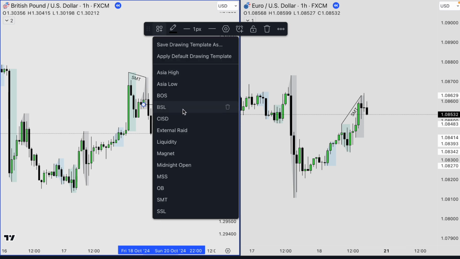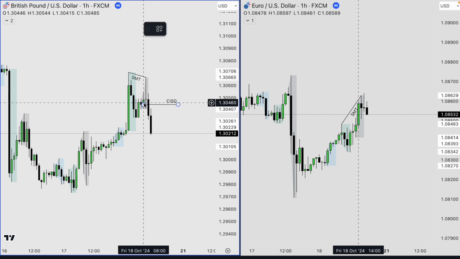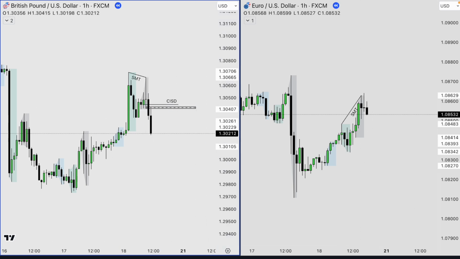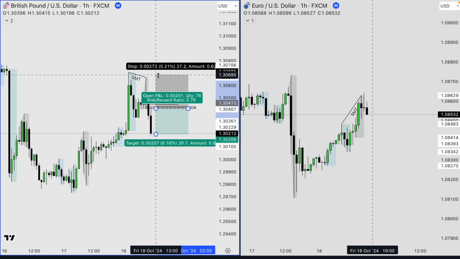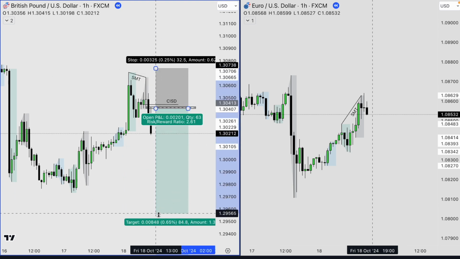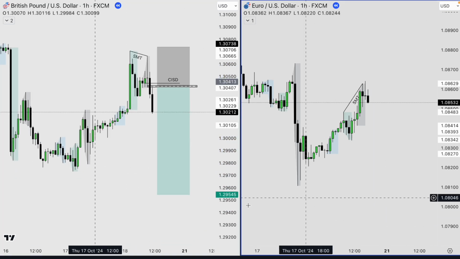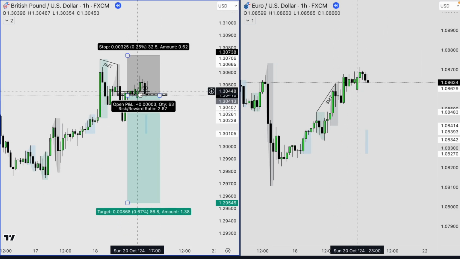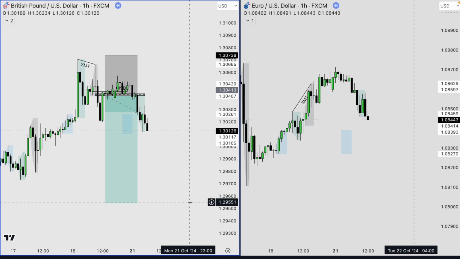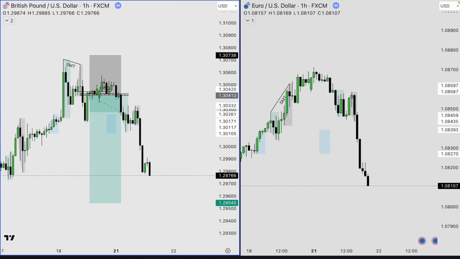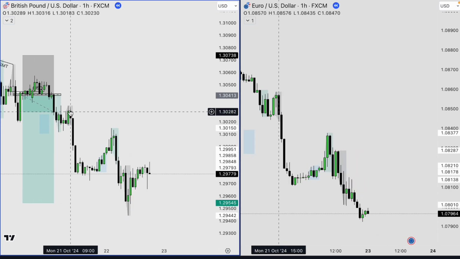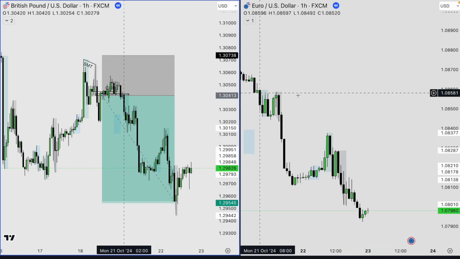delivery on GBP USD, and there you also have a fair value gap that is formed here. Let's see if we get a tap into this trade. The market runs up, taps into the trade, and let's wait to see how this trade plays out. And there you go. The trade plays out.